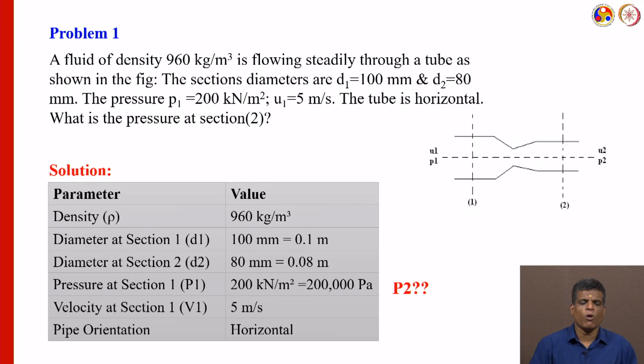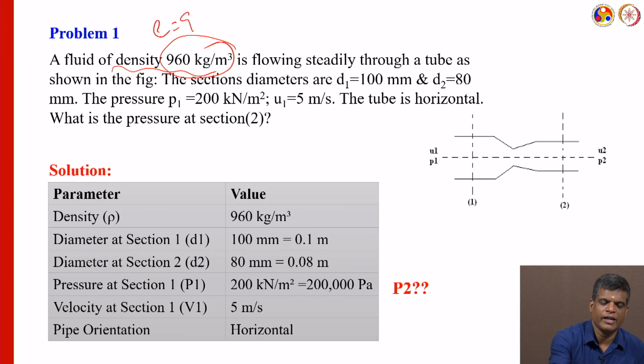So, we will see simple problems. Here you read this one: the fluid density is 960 kg per meter cube, the rho value, flowing steadily through a tube as shown in the figure. The section diameter D1 is equal to 100 millimeter, this one D1.